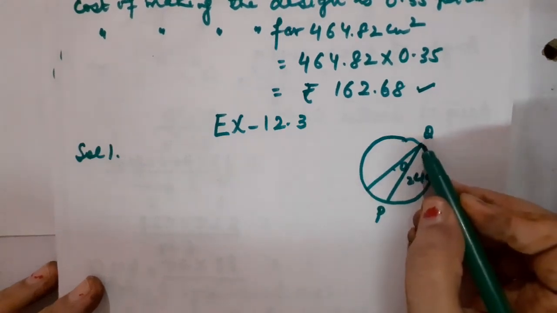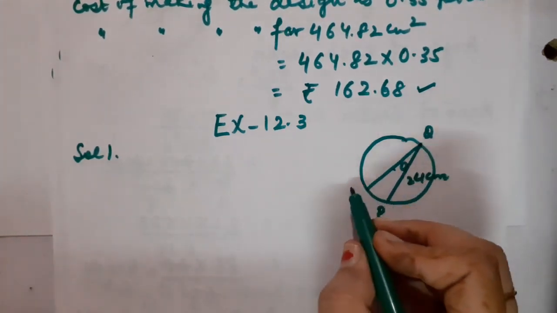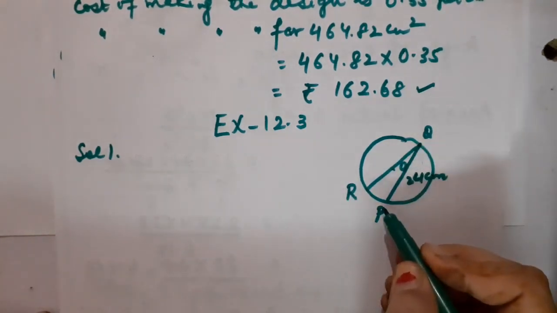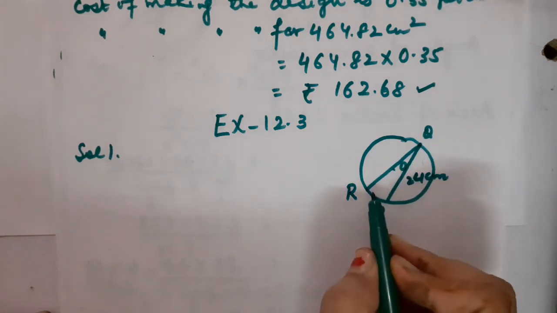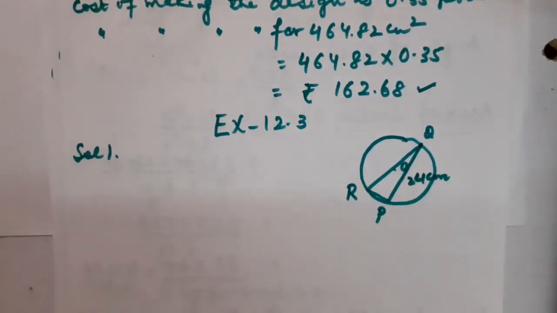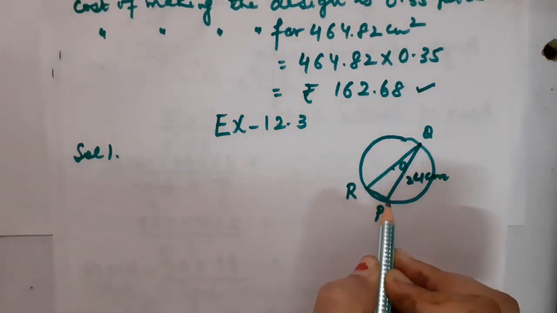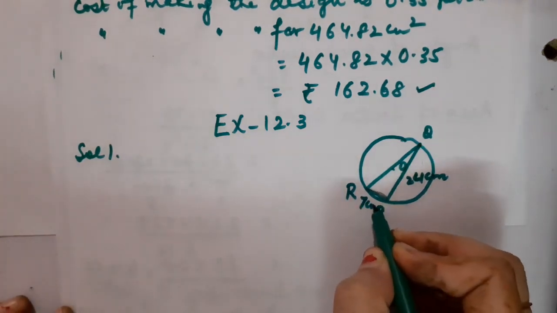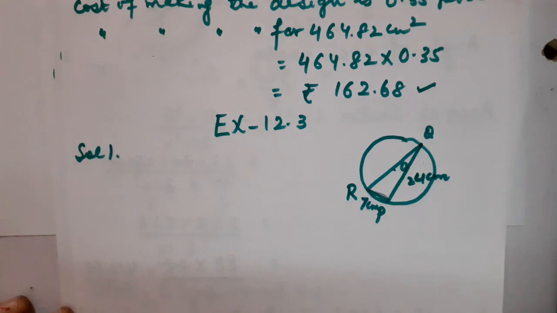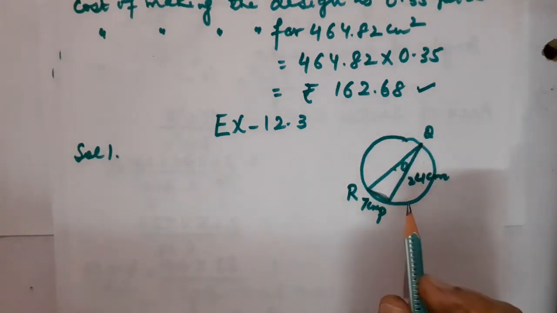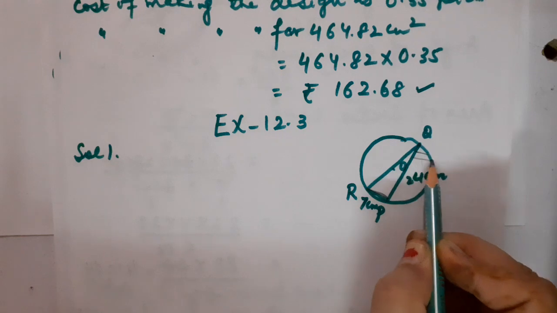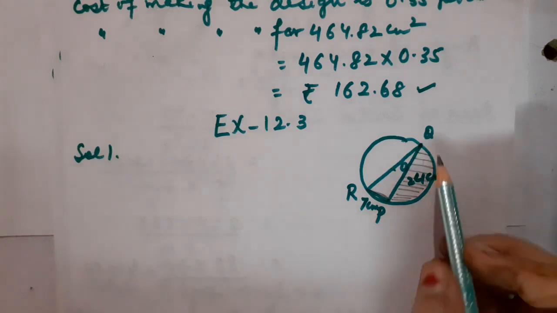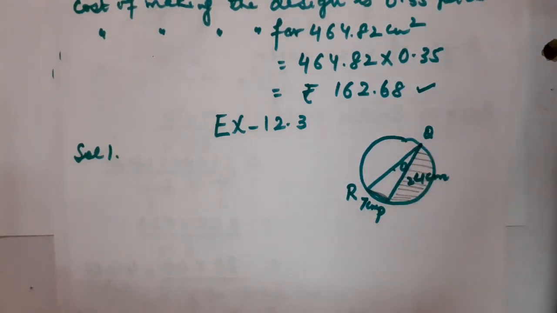Here you can see that Q is on the circumference, R is also on the circumference, and P is also on the circumference. PQ is 24. This side PR is given 7 centimeter to us. O is the center of the circle. We are going to calculate the area of this shaded region, which I am marking with pencil so it will be visible to you.